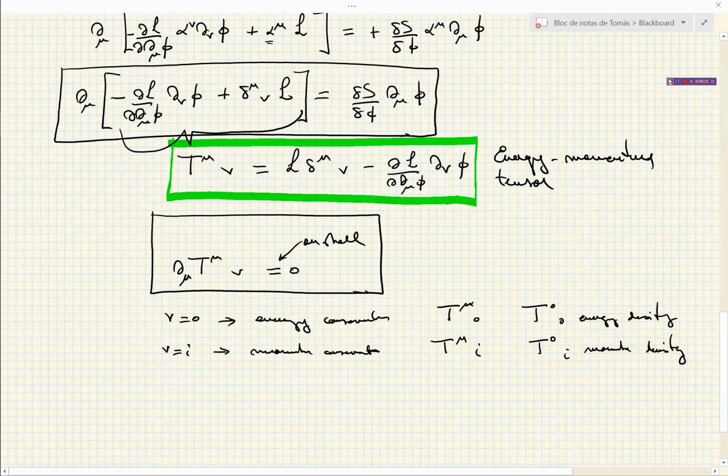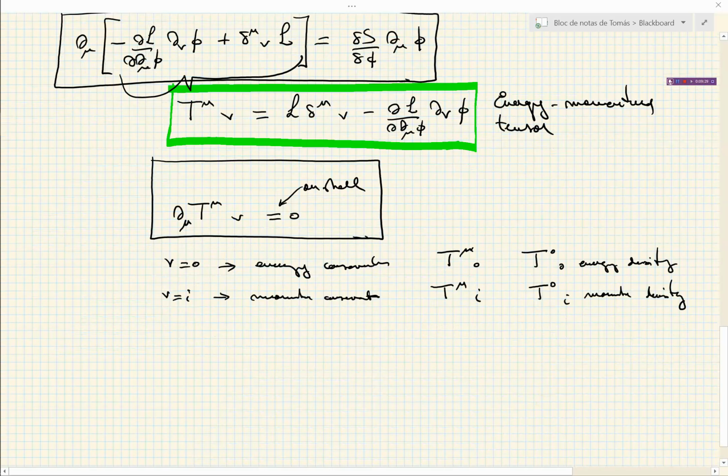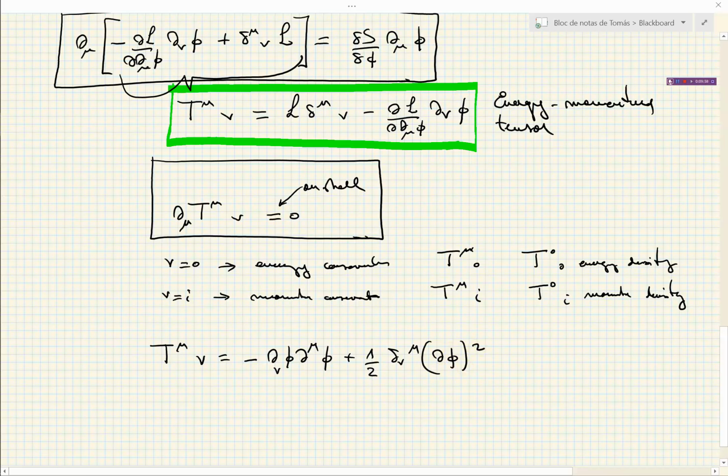These are fields you need to integrate over a region of space to get the energy of that field contained in a certain region, and the momentum of that field contained in a certain region. For the scalar field, this T mu nu is easy to obtain, and it is minus partial mu phi partial nu phi plus a half delta mu nu partial phi squared.